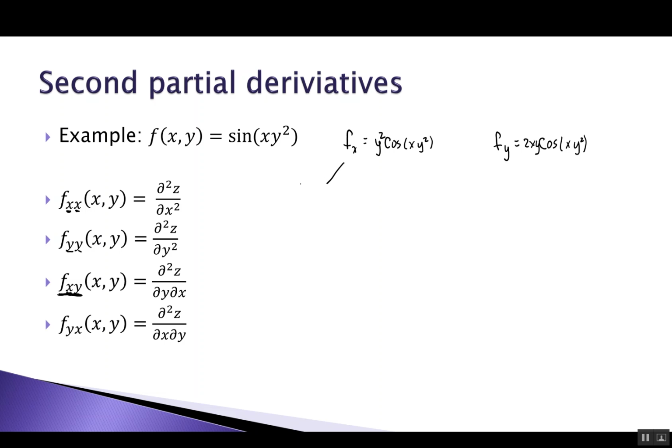Now if I want fxx, I'm going to take the derivative of fx with respect to x. So in that case, the y squared acts like a constant, so it'll carry along. And I'll have the derivative of cosine, which is negative sine. Let me erase that cosine that I started to write. So I'll have a negative sine of xy squared. And again, I take the derivative of xy squared, and I take that with respect to x, so that'll be another y squared. So that's negative y to the fourth times sine of xy squared.